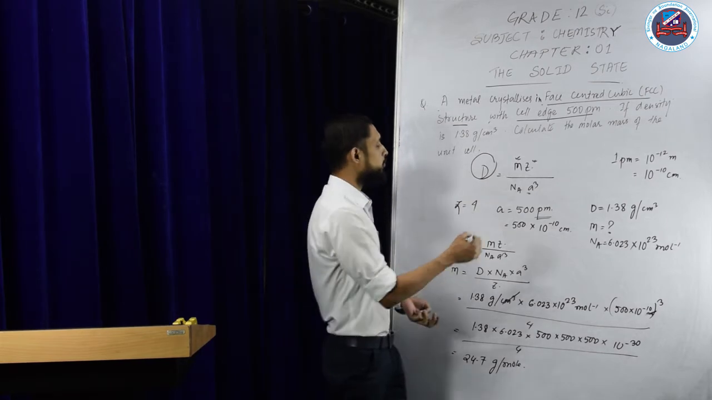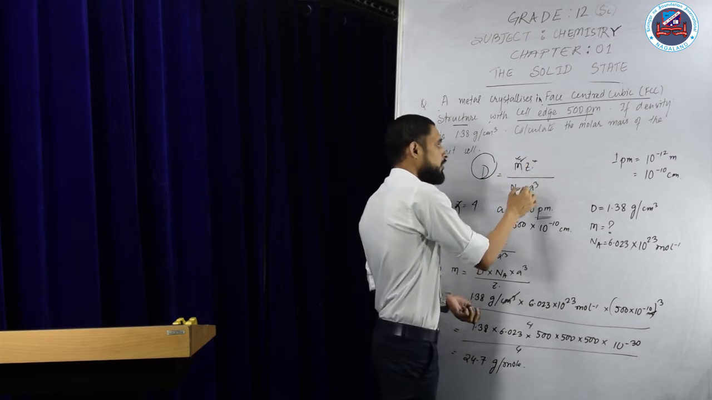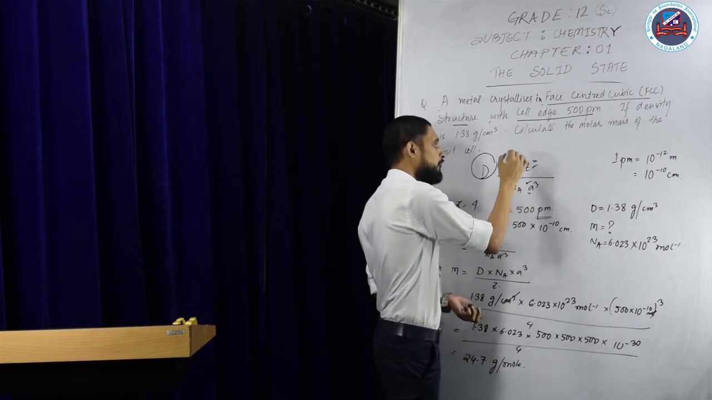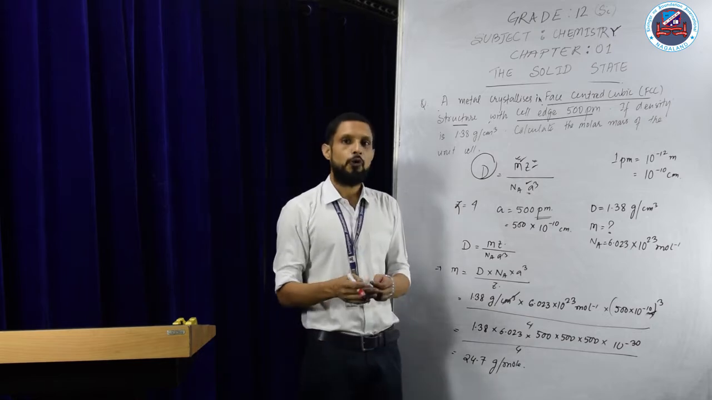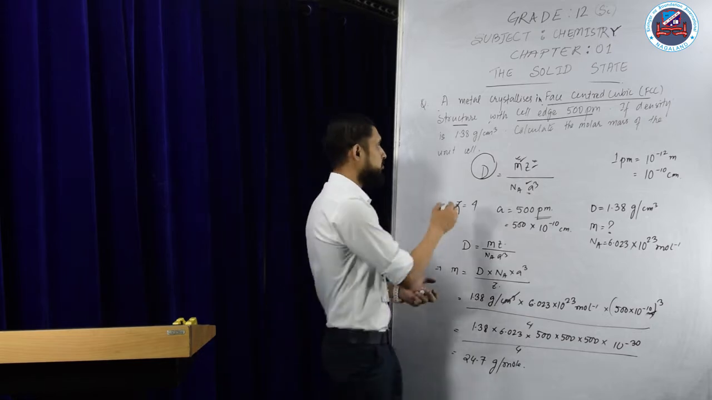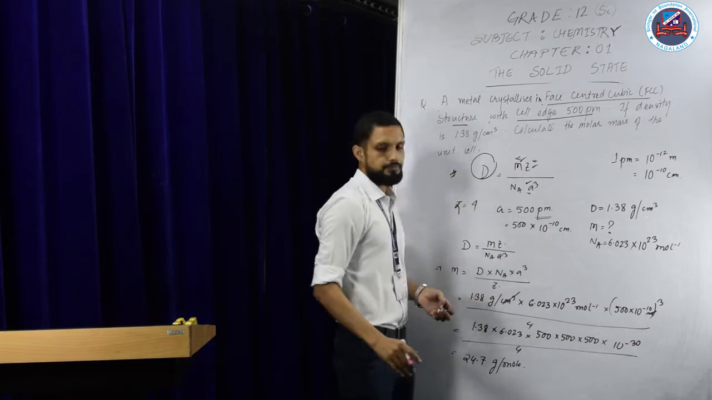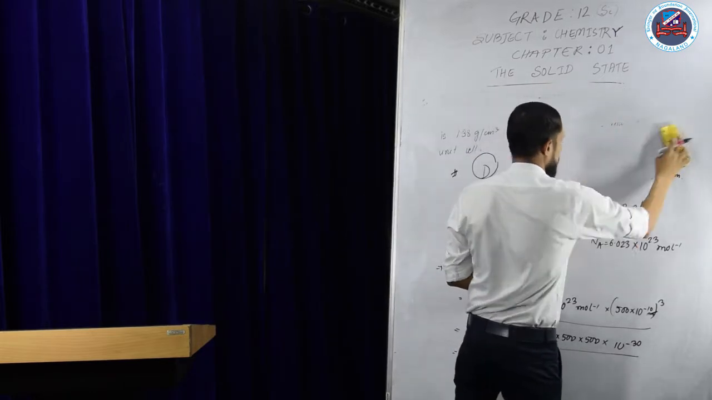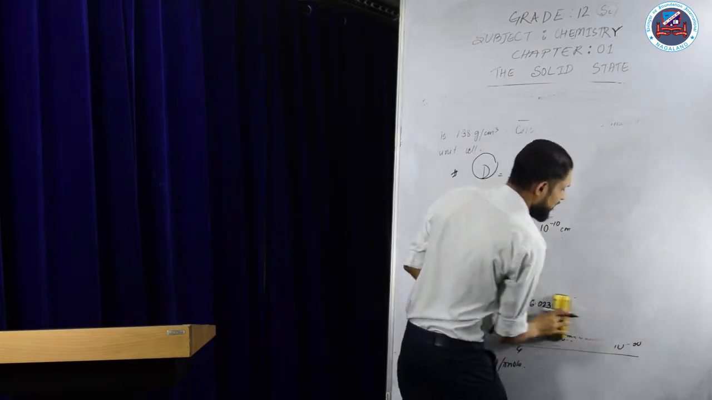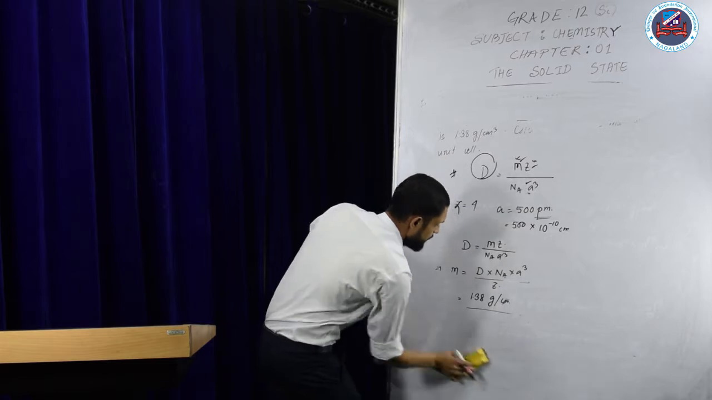There will be questions where you'll get the molar mass, the edge length, and the number of atoms, and you'll be asked to find the density. So you can take more questions from the textbook and practice yourself. The next topic from this chapter, which I'm going to study, is defect.